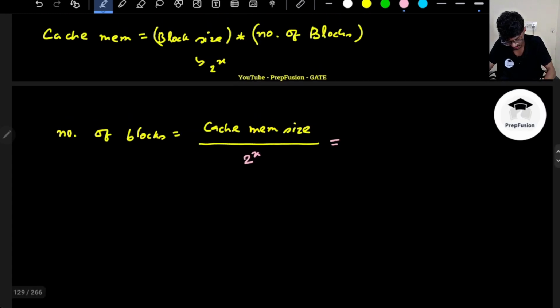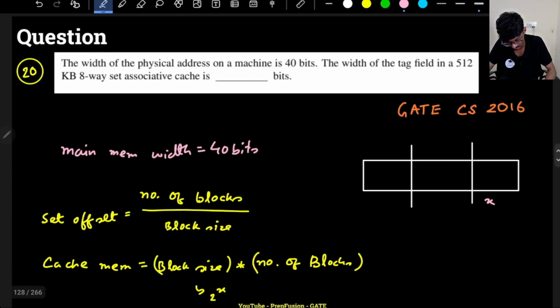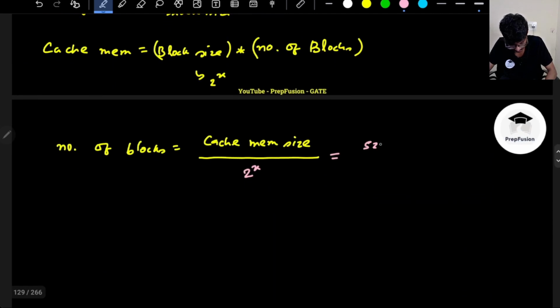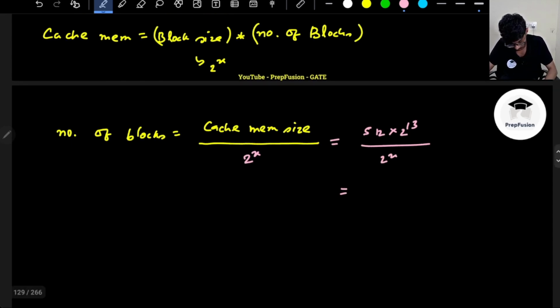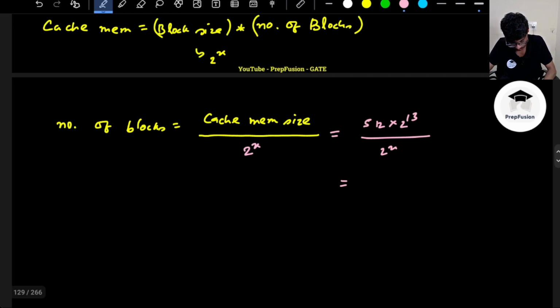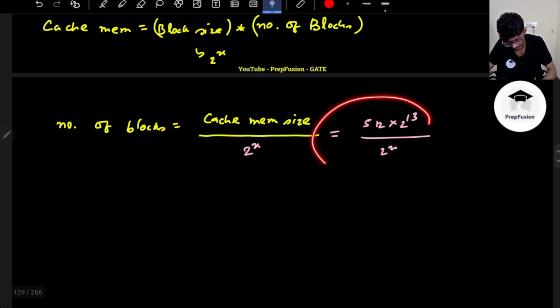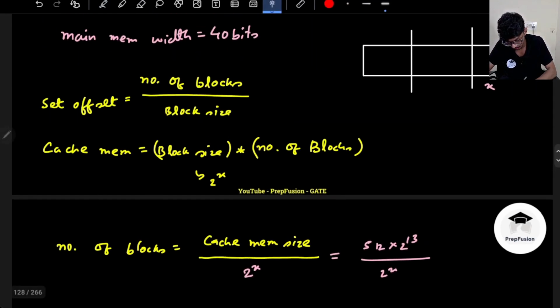The cache memory size is 512 kilobytes. So this will be 512 into 2 raised to power 13 bits, divided by 2 raised to power x. This is my number of blocks. But I don't need the number of blocks.